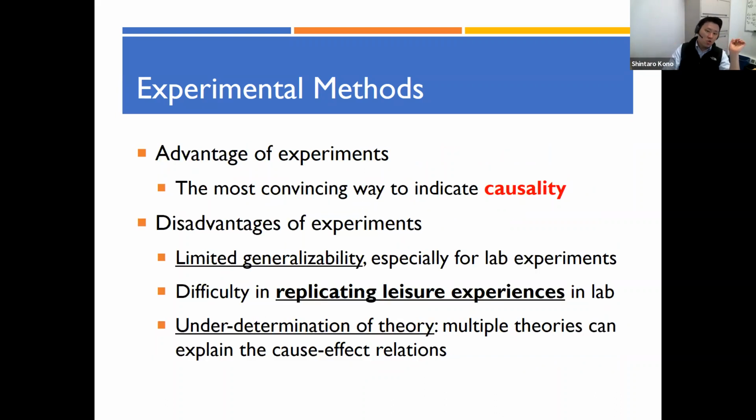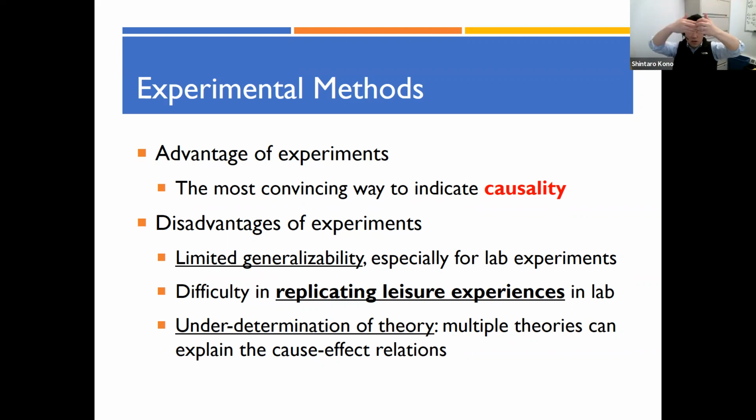Now, what are the advantages of the experiment? The biggest one is this: it's the most convincing way to support and indicate causality, that A causes B, which is different from what's called correlation. Correlation is A is correlated to B, which means A goes up, then B also goes up, or B goes down, whatever that is.